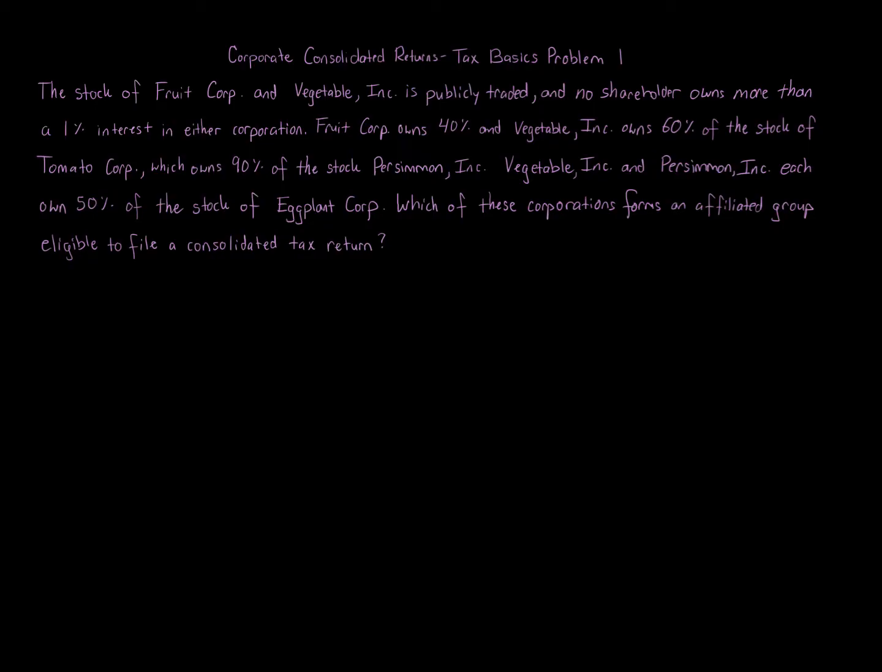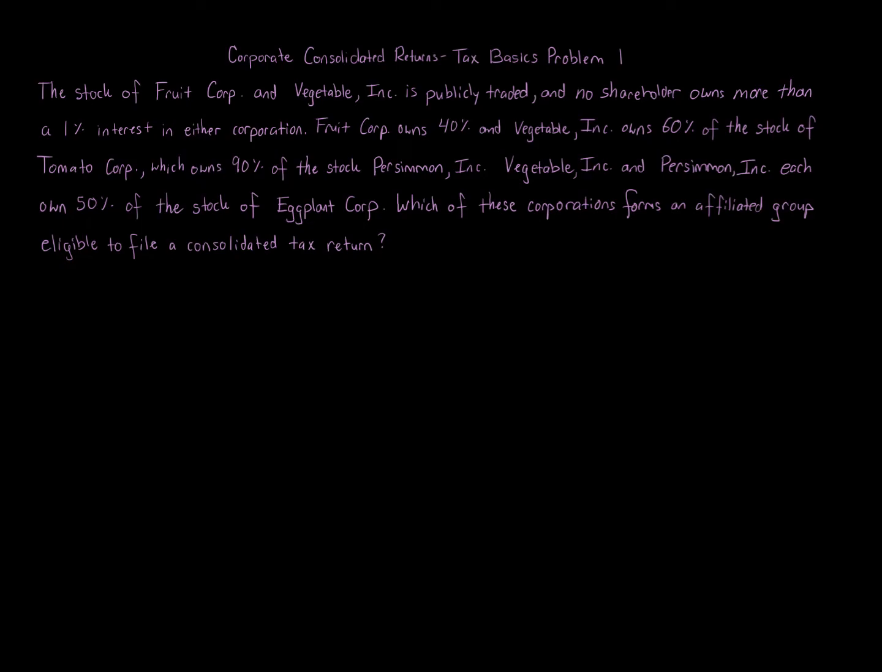Corporate Consolidated Returns, Tax Basics, Problem 1. The stock of Fruit Corp and Vegetable Inc. is publicly traded, and no shareholder owns more than a 1% interest in either corporation. Fruit Corp owns 40%, and Vegetable Inc. owns 60% of the stock of Tomato Corp., which owns 90% of the stock of Persimmon Inc.